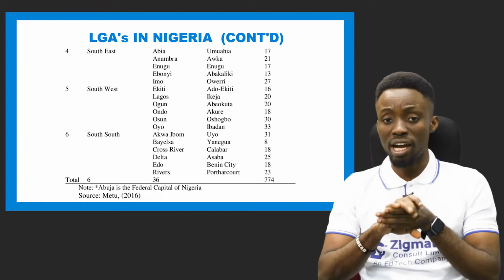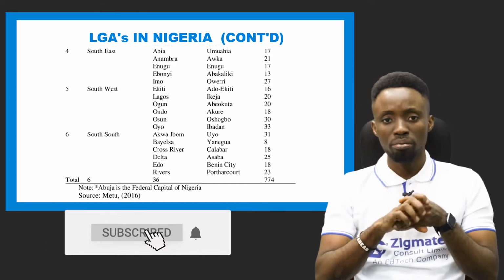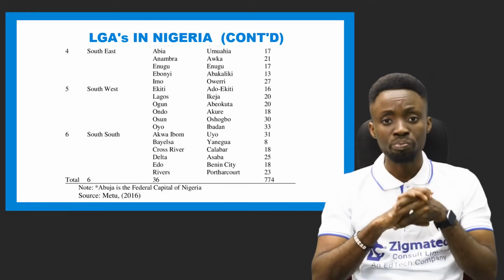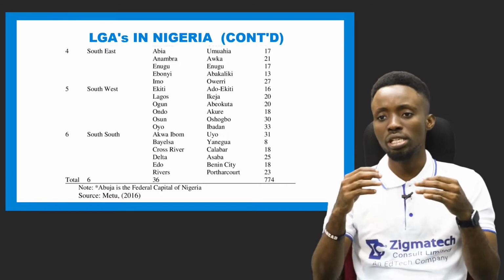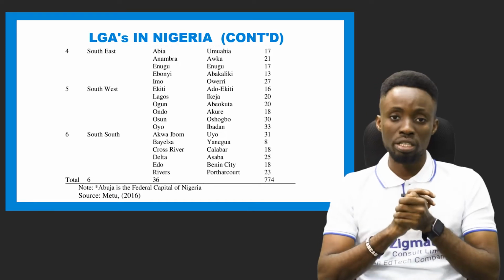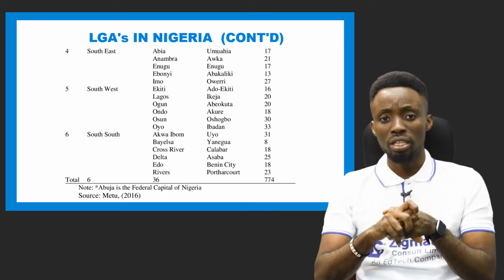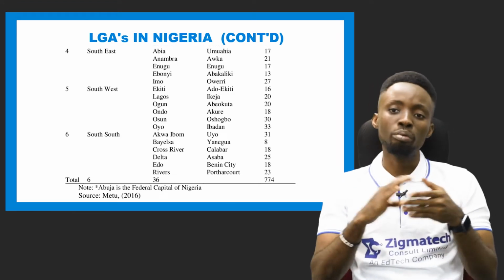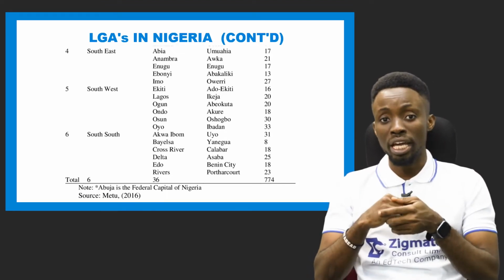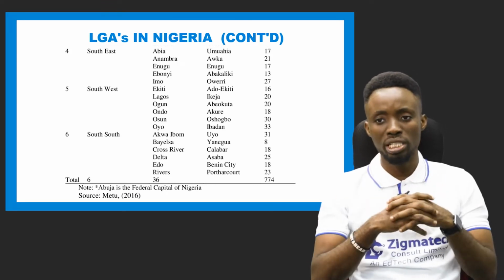And in Ekiti State, we have about 16 local government areas. But if you go to Lagos, which is like the commercial center of Nigeria, we have about 20 local government areas in Lagos State, and Ikeja is the capital city of Lagos State. Now, mind you, Lagos is the most populated state we have in Nigeria, with a population of over 20 million people.